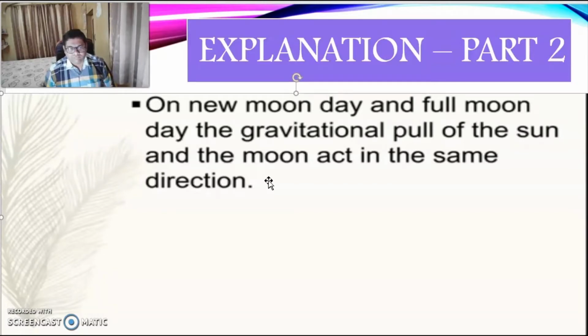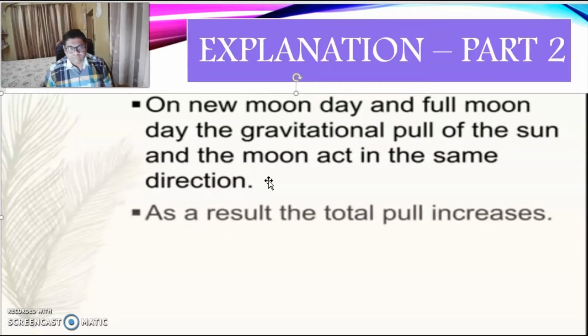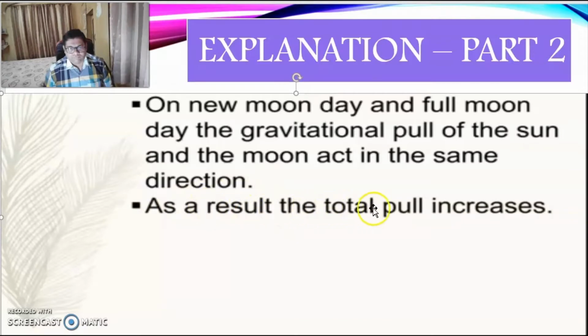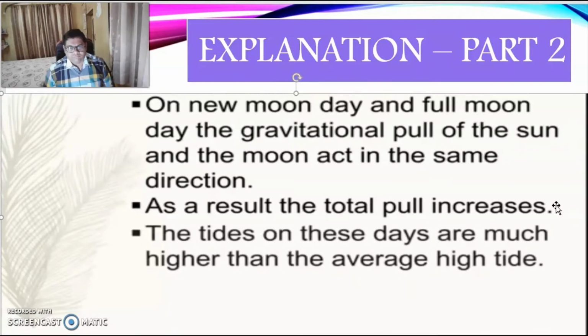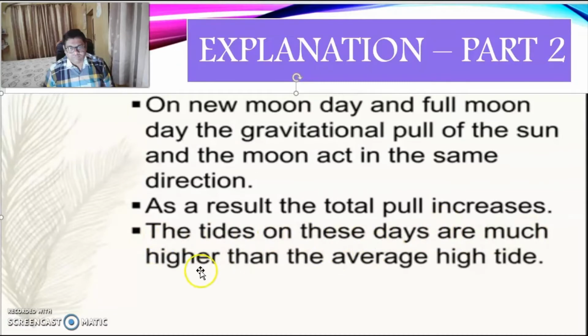So what happens as a result of this? As a result of this, the total pull increases. Since the total gravitational pull is from one side, that of the sun and the moon, the total pull also increases. Now since this total pull increases, the water level rises. So double the pull, the water level will also rise, and the tides on these days are much higher than the average high tide.